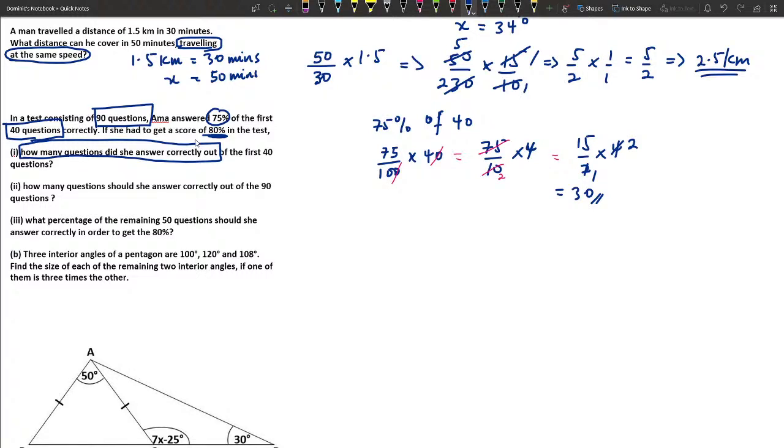Okay, fantastic. 80% of 90 questions. So that would be 80 over 100. Please be doing the calculations and tell me the answer. This should be easy and straightforward. Cancel, cancel, cancel. So at the end of it, it will be 8 over what? 1 times 9. 8, 9.